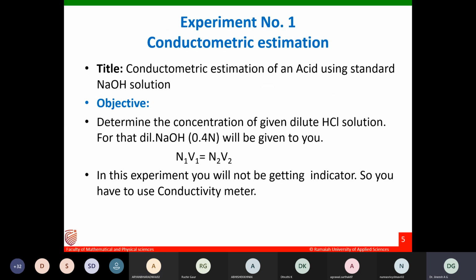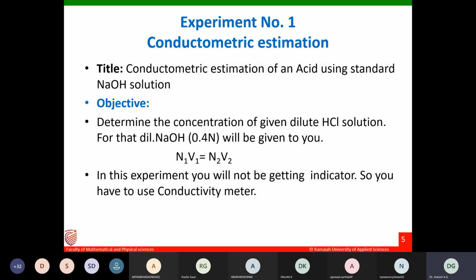Okay, first experiment. Experiment number 1, conductometric estimation. Title: Conductometric estimation of an acid using standard sodium hydroxide solution. First, I will explain what the title is. What is the objective of our experiment? Our job is the estimation of an acid. Estimation of an acid means finding the concentration of an acid.